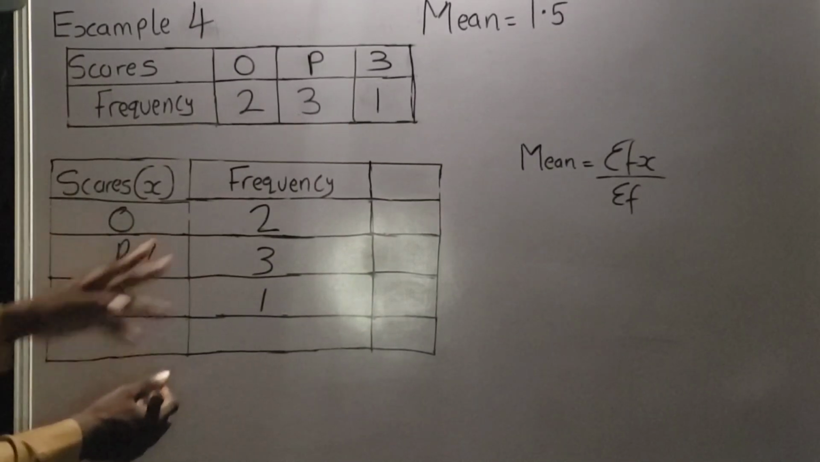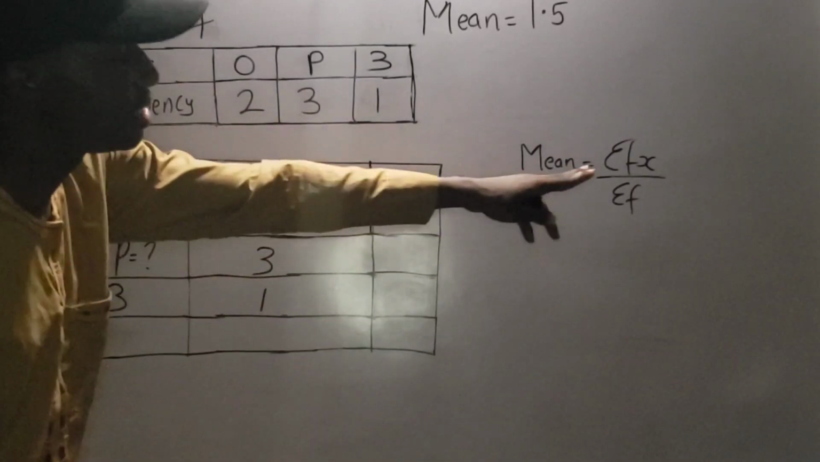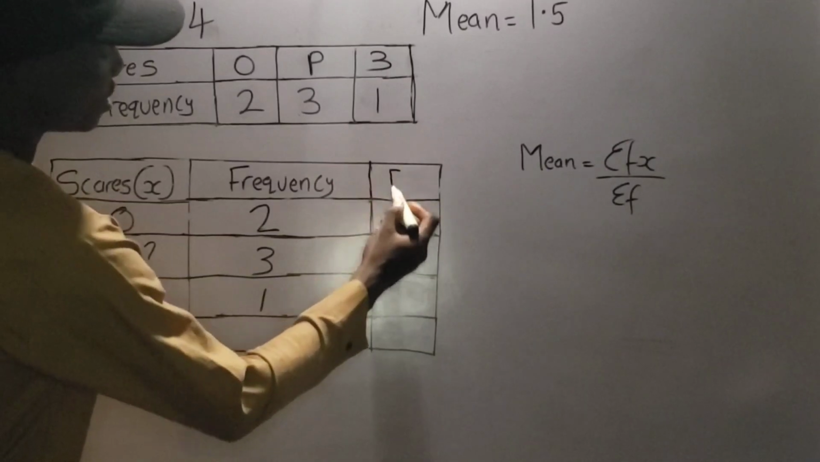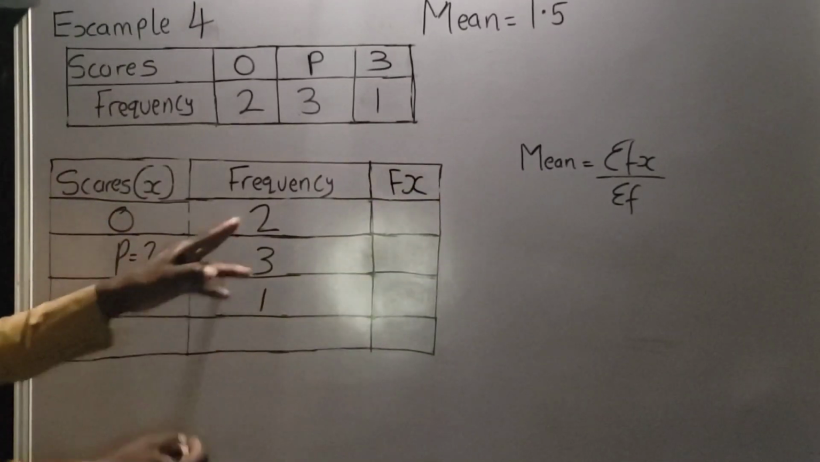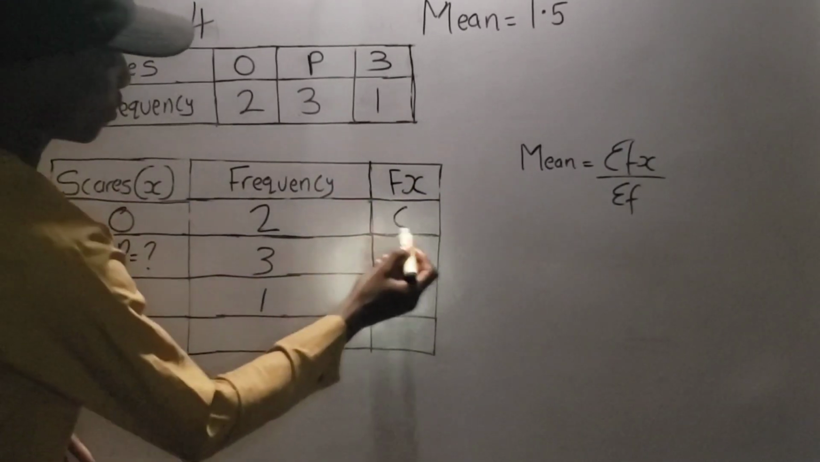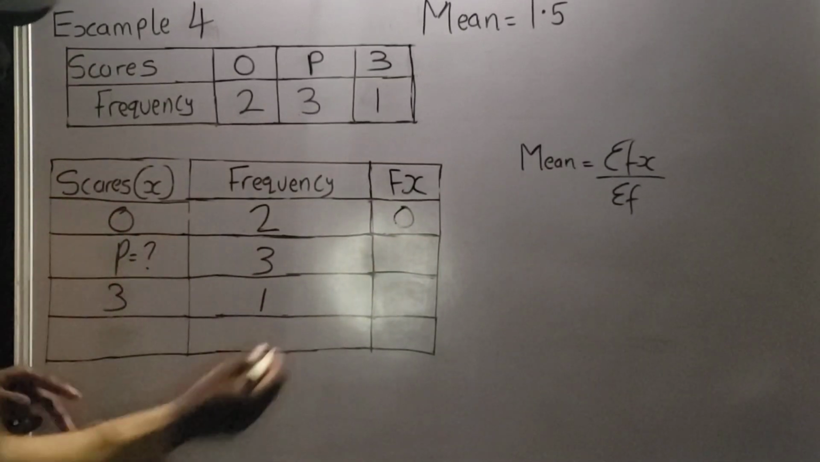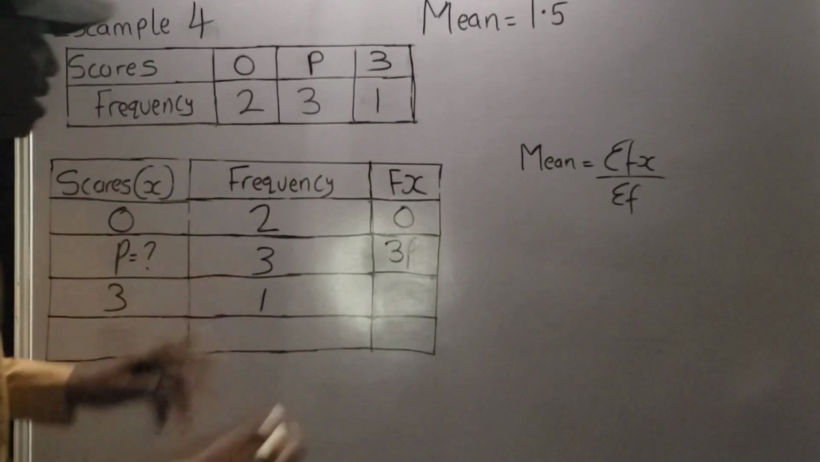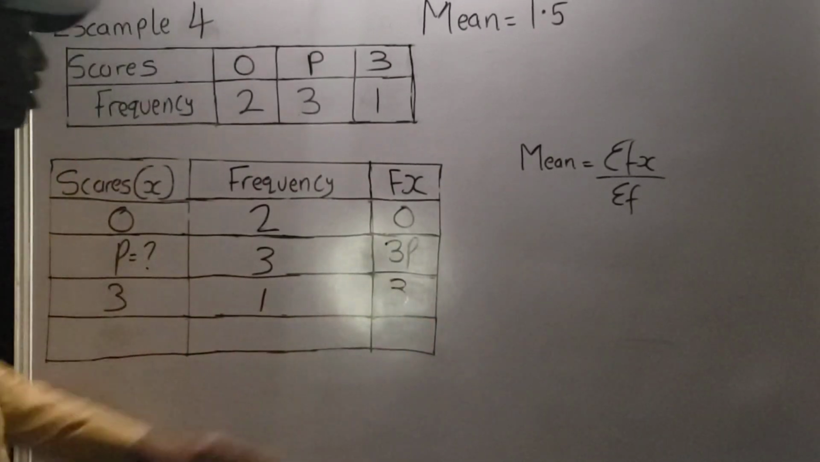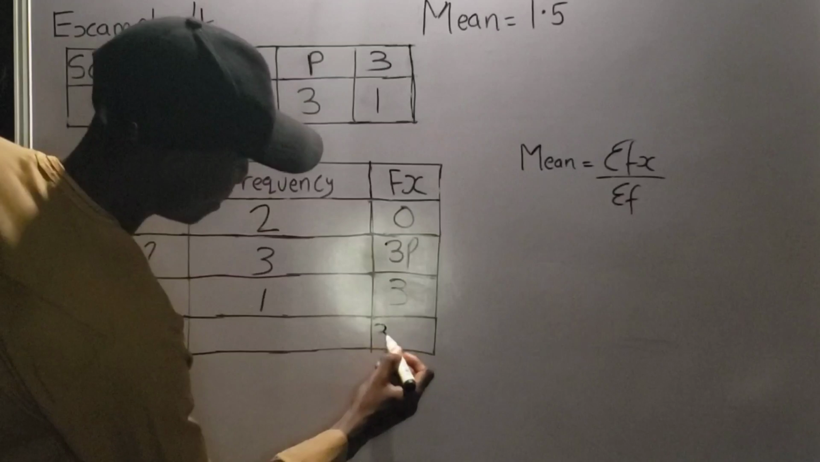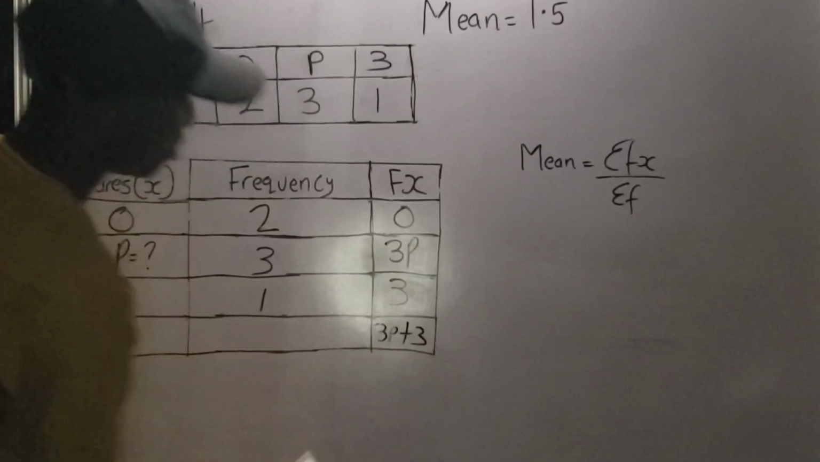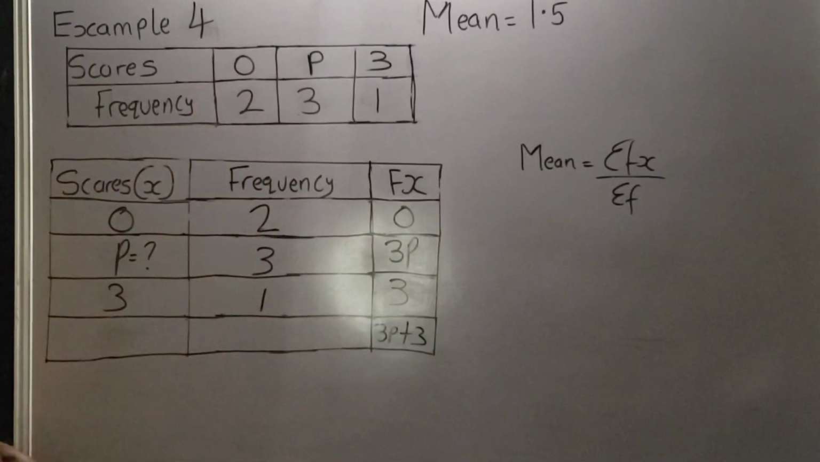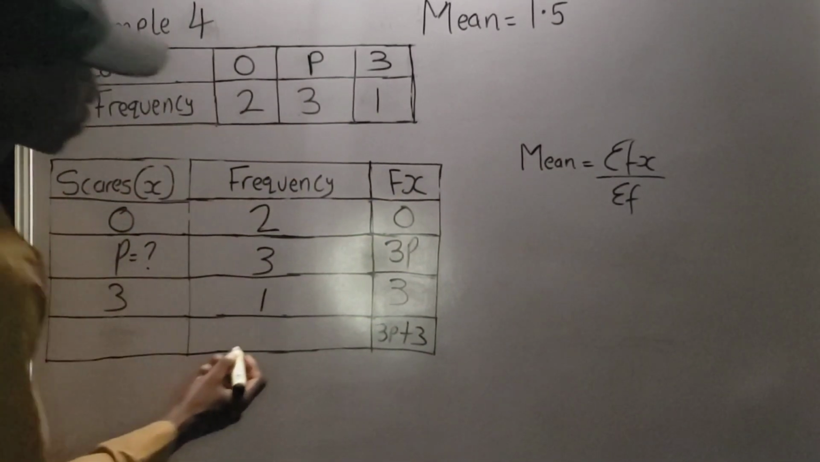From the formula of mean we need the summation of fx. So I'm going to have another column for the product fx. 2 multiplied by 0 is 0. 3 multiplied by p is 3p. 3 multiplied by 1 is 3. So the summation of this will be 3p plus 3. From the formula of mean, I still need the summation of frequency. If you sum all this together, we are going to have 6.